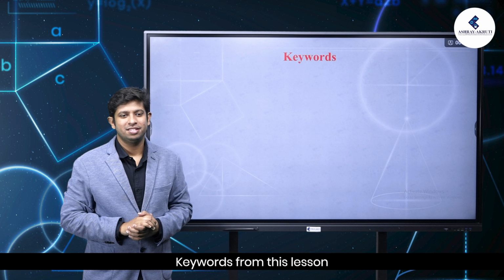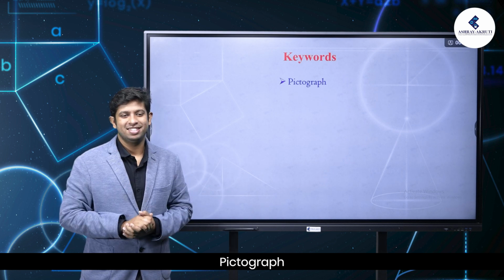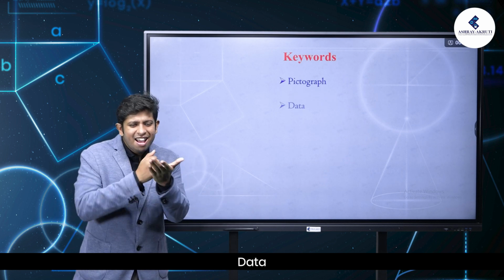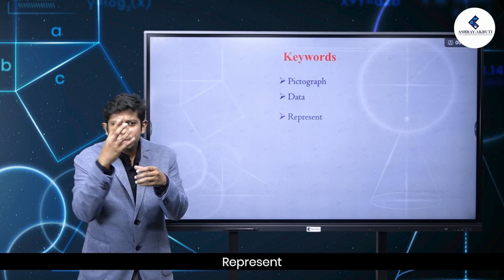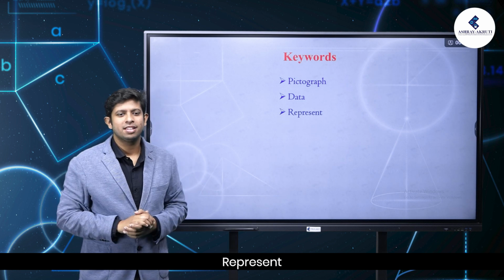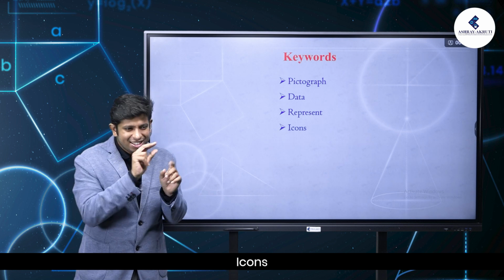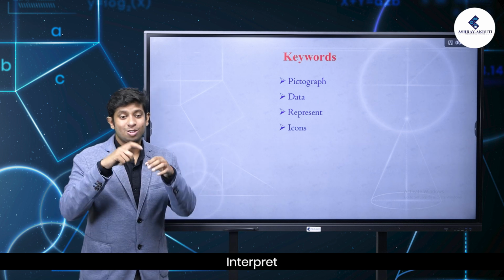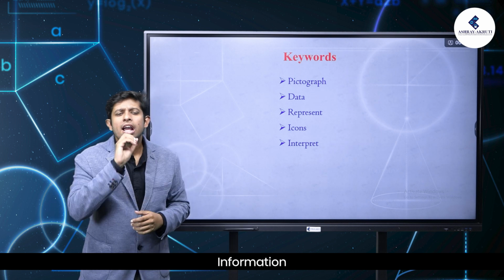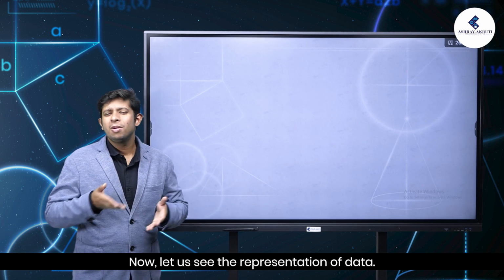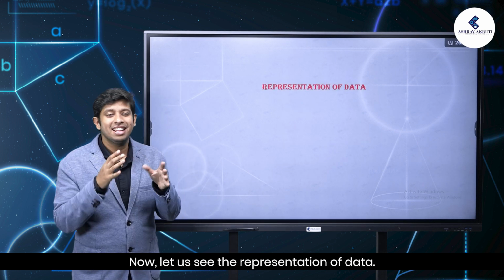Keywords from this lesson: pictograph, data, represent, icons, interpret, information. Now let us see the representation of data.